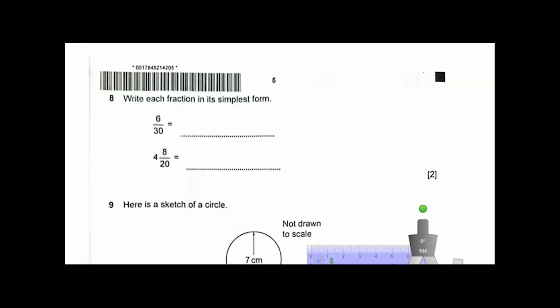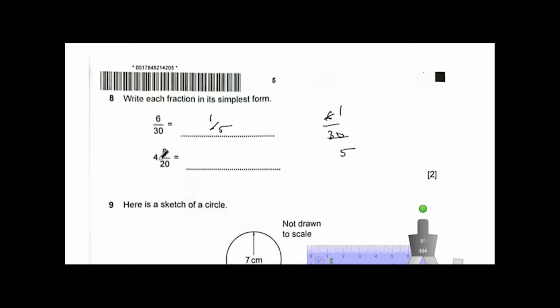So let's go to the next question: write each fraction in its simplest form. Here you have 6 out of 30. For the simplest form, 6 can go here, 6 can go here. 6 goes in 6 once. 6 goes in 30, that is 5 times. So this will be 1 out of 5.